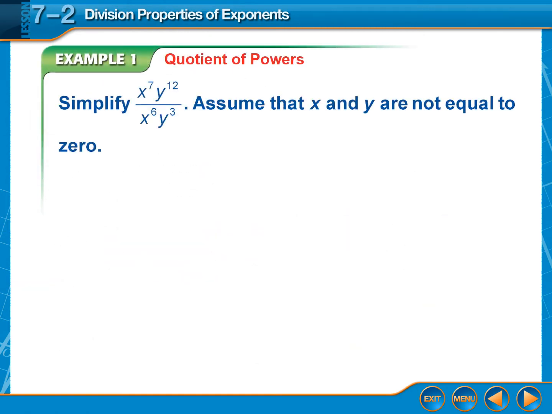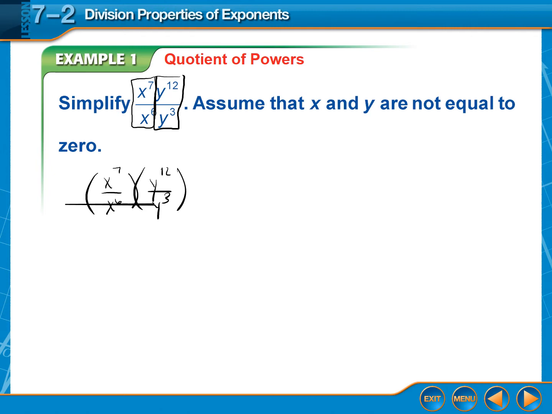All right, so let's simplify this expression. X to the 7th, y to the 12th, divided by x to the 6th and y to the 3rd. So the first thing that I notice is that there are 2 different sets of expressions. I've got x's, x to the 7th, and x to the 6th, and then I've got y's, y to the 12th and y to the 3rd. So what I do is I want to kind of split them up and deal with them separately, because again, I've got to deal with bases that are the same. So I've got x to the 7th divided by x to the 6th in one expression, and the other one is y to the 12th divided by y to the 3rd.